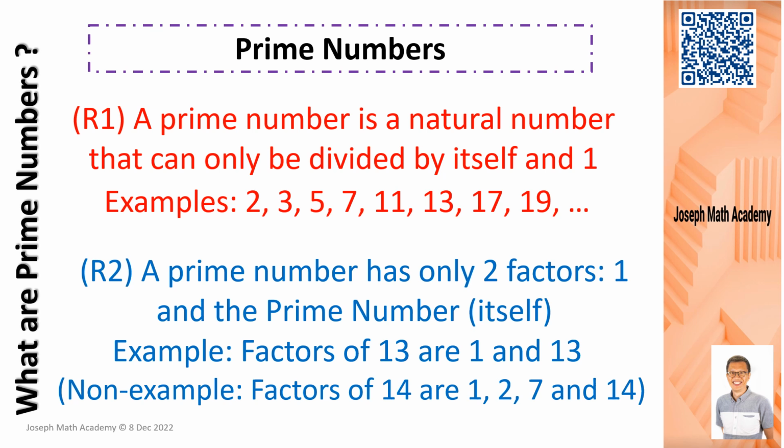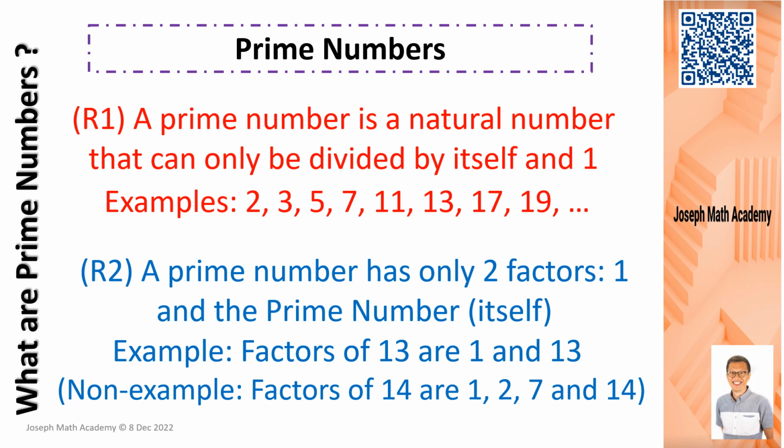Rule number 1, a prime number is a natural number. It can be divided by itself and 1. So it can only be divided by itself and 1. For example, 2, 3, 5, 7, and so on. Now, 4 is not a prime number because 4 can be divided by 2 and 1. 12 is not a prime number because 12 can be divided by 6, by 2, and of course by 12 itself. So remember, a prime number can only be divided by itself and by number 1, leaving behind remainder 0.